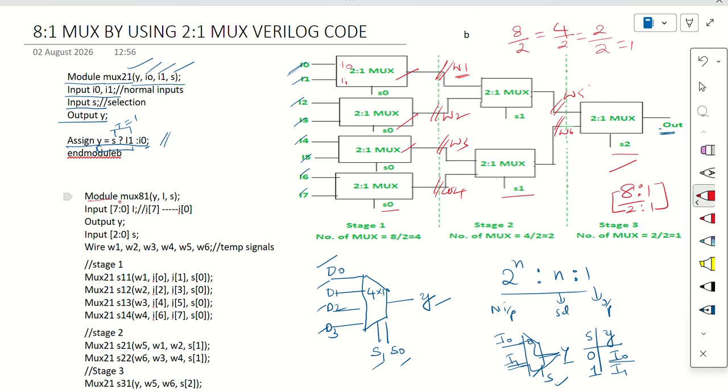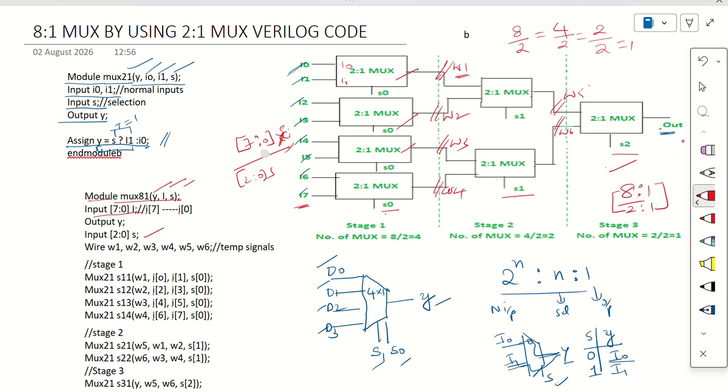module mux 8 is to 1. It has Y, I, and S. I should be declared with vector notation, since we have a total of 8 inputs. Following vector notation, the maximum index is 7 and the minimum index is 0, so this is I. The same way, we have three selection lines S0, S1, S2, so S is declared as S[2:0]. The selection lines are given as S. We have only a single output, so it is a scalar.